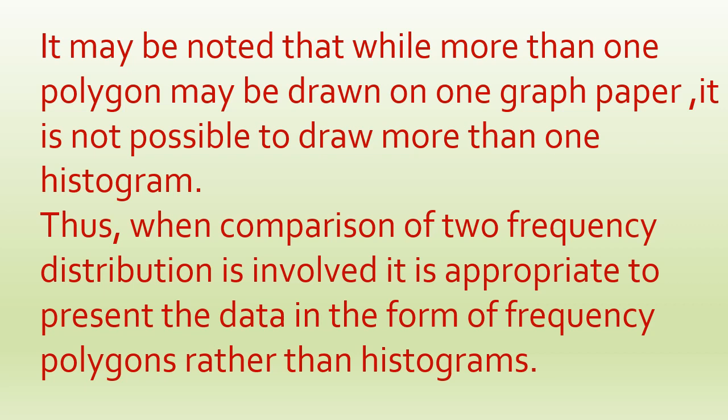Now it may be noted that more than one polygon may be drawn on one graph; on a single graph we can make more than one polygon. But it is not possible to draw more than one histogram on a single graph paper. So this is the difference between a histogram and a polygon: only one histogram can be drawn on one graph, but more than one polygon can be drawn on a single graph paper. Thus, when comparison of two frequency distributions is involved, it is appropriate to present the data in the form of frequency polygons rather than histograms.